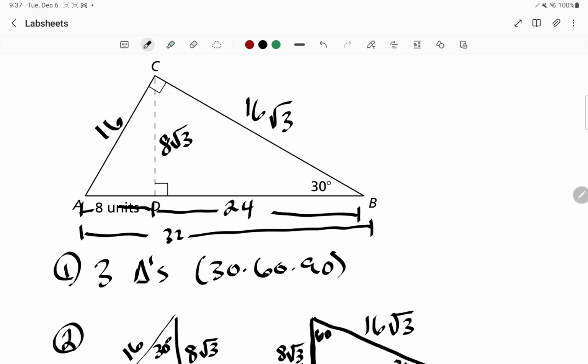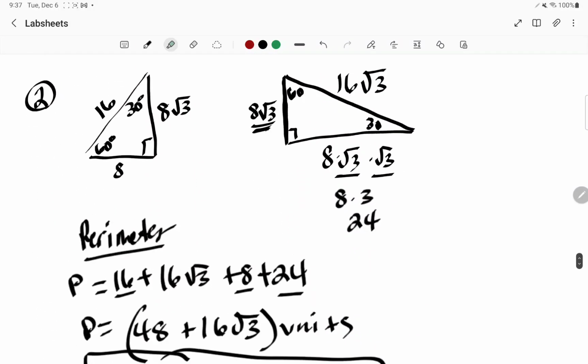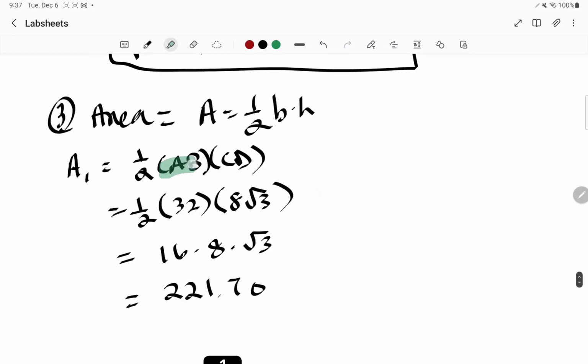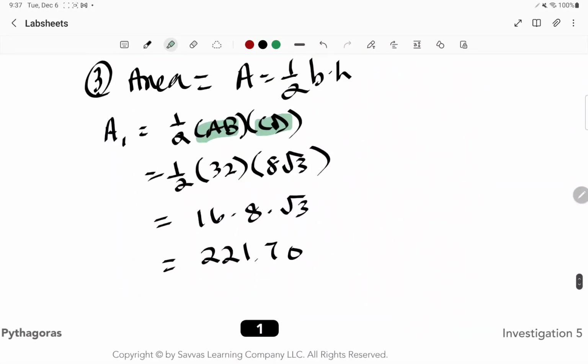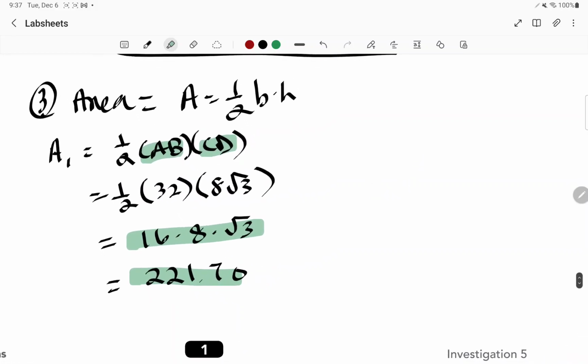Okay, so here's one way you could do this. It's just 1/2 base times height. So you could take 1/2 of the base times the height. So that's why down here, if you look at that, I have 1/2 AB times CD, where AB is your base and CD is your height. And so I wrote that down there, like this was 32 and this was 8 square root of 3. When I simplify that all the way down, I get area is equal to 16 times 8 times the square root of 3, or 221.7.